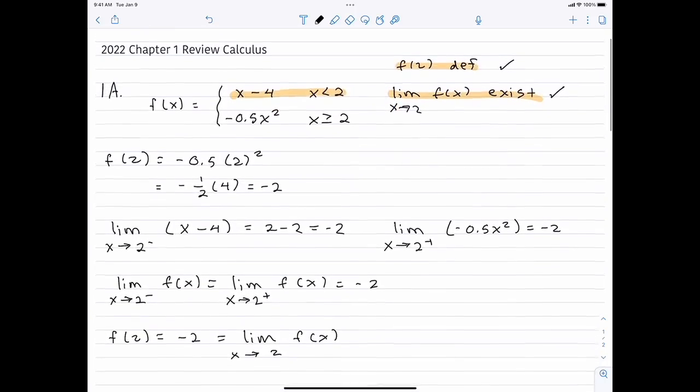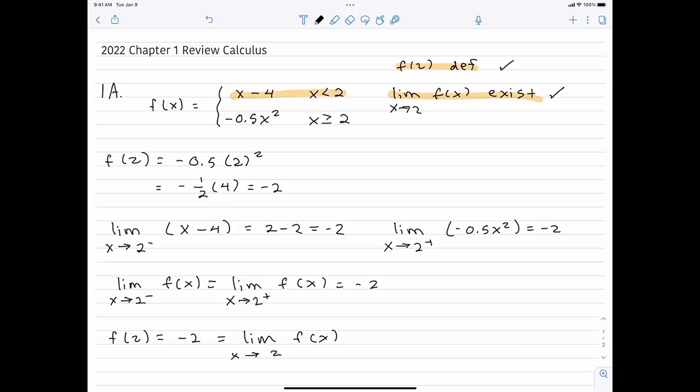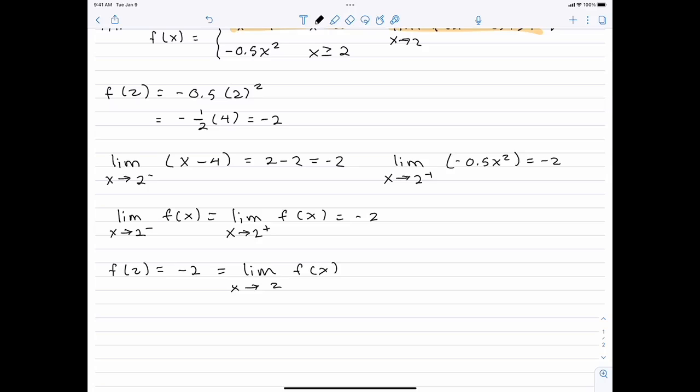Therefore, I'm going to make my conclusion. What is my conclusion? Let's do that right down here. Conclusion.